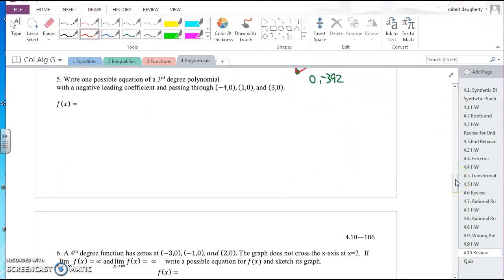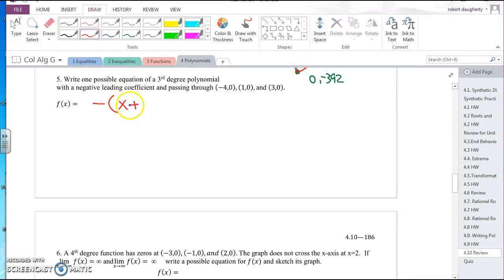Next says, write a possible equation of a third-degree polynomial with a negative leading coefficient passing through these points. Okay. This polynomial has a negative leading coefficient. I'm going to put a negative sign. And then it has to pass through these points.